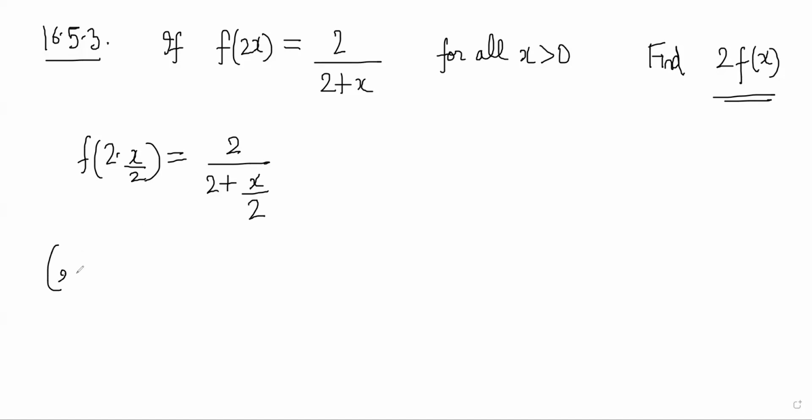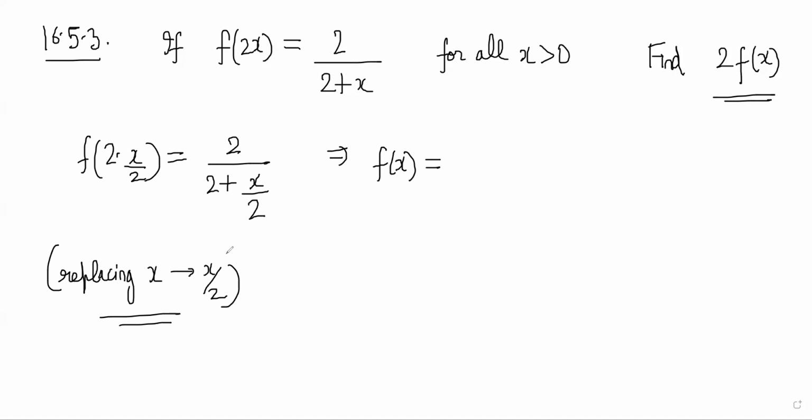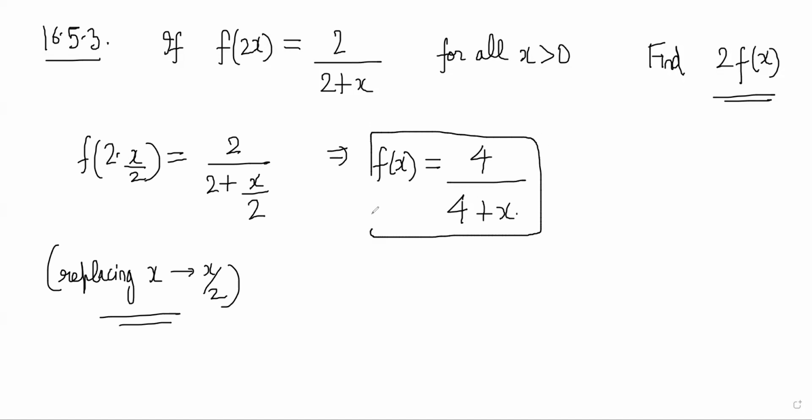So you are replacing x with x by 2, right? Yeah. If you replace x with x by 2, you will end up getting the function f of x. This is what your f of x is. So twice of f of x becomes 8 by 4 plus x.